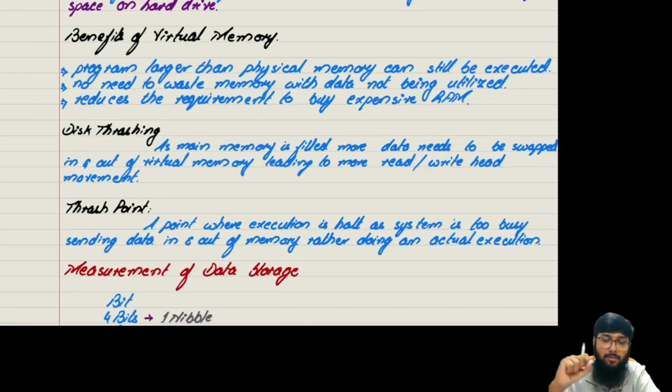It becomes so busy in that particular swapping that it can't focus on the actual processing or actual execution of the data. Due to which there might be a thrash point, or you may say a place where the system hangs or gets stuck, or your system might crash over there.